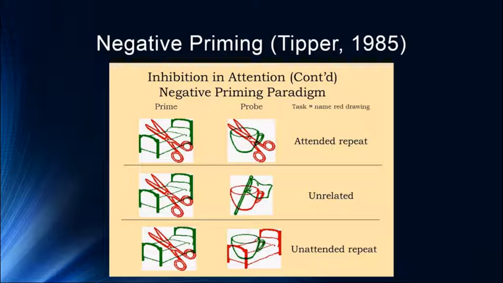This would be repetition priming. You're faster, priming's generally faster, at identifying this object because it's been repeated. Here it's negative priming because you're slower at identifying this object because you have recently been inhibiting it. And so that's how we see that attention is an active inhibitory process, and that's a really important part of understanding attention and things like attention deficit disorder, which we'll talk about later.